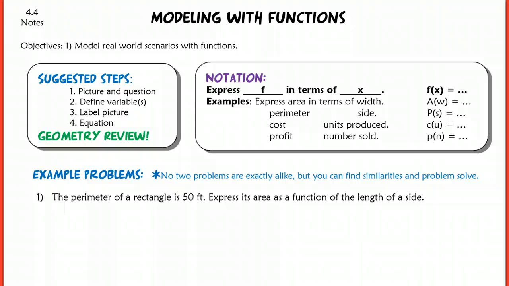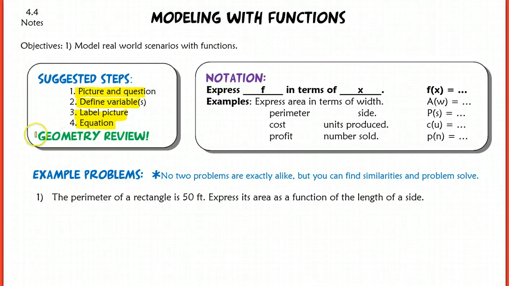So I've got some suggested steps here. One, make sure you're always picturing the problem, like drawing out a picture, defining your variables, and then labeling your picture according to those variables. You want to make sure you're accurately visualizing these problems because they are so abstract. And then finally, after that, you can come up with your equation.